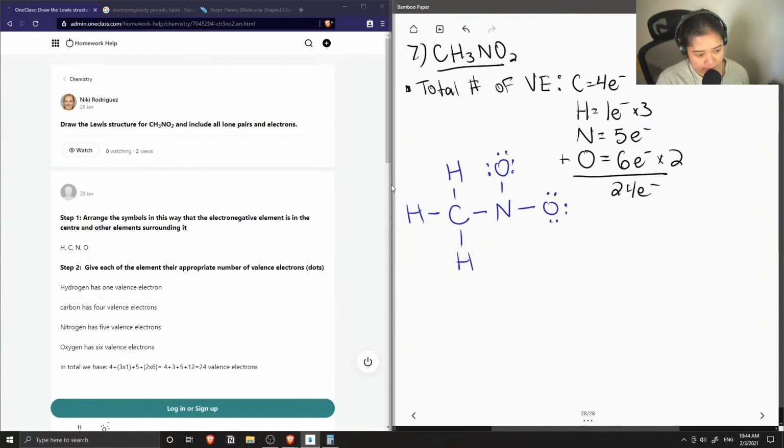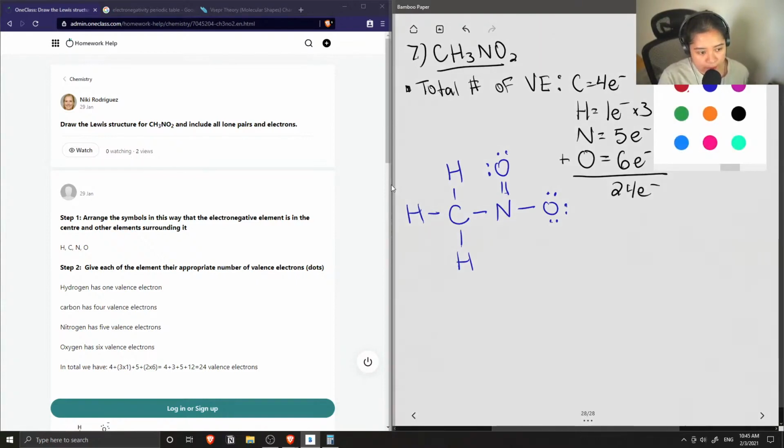So this gives us 22 out of the 24. So I'm going to also show that since nitrogen doesn't have a full octet yet, I'll bring down a pair of electrons to form a double bond. And now we have 24 electrons in this structure. Okay, so we're almost done.